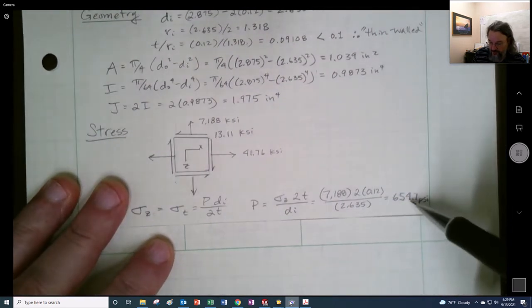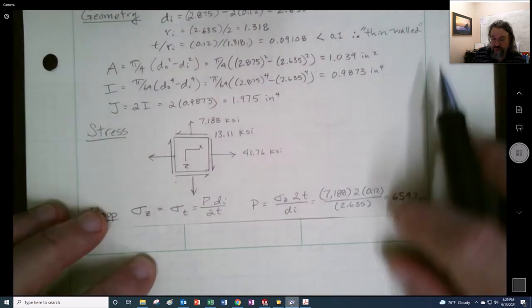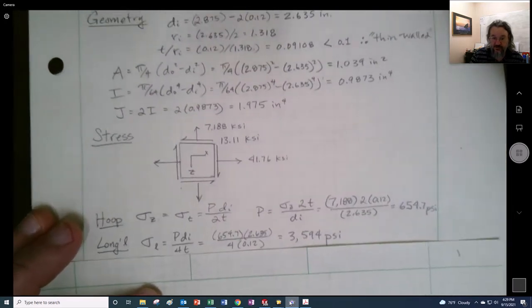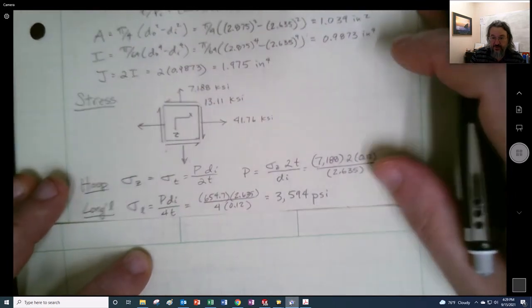And we're able to find out what the pressure is in psi. Then, because we have the pressure in psi, we can find out what the longitudinal stress is, and we know that's going to be in tension.